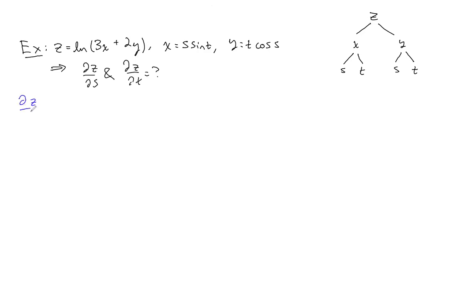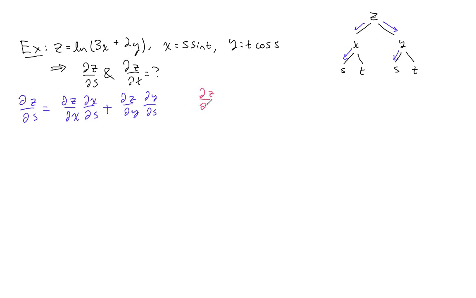Well, let's start off with del z del s. If you follow the tree diagram, you're going to go down to del z del x and then del x del s. So I'll just repeat that, del z del x times del x del s, plus, and then you're going to go down the y direction in the same way. So that's going to be del z del y del s.